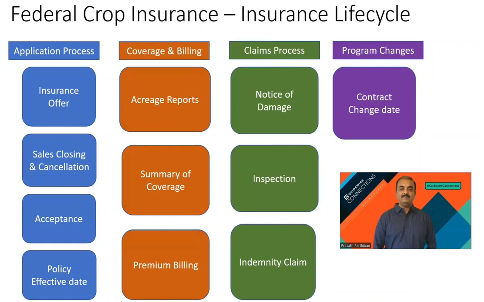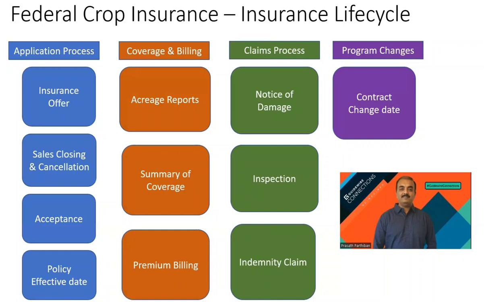Coming to the third step, acceptance. Say you have completed your application before the sales closing date. The insurance company will review your application and confirm their acceptance if your criteria match as per the federal law. Once they accept it, the policy will be effective as soon as you start planting your crops for that particular year. So these are the 4 steps involved in the application process.